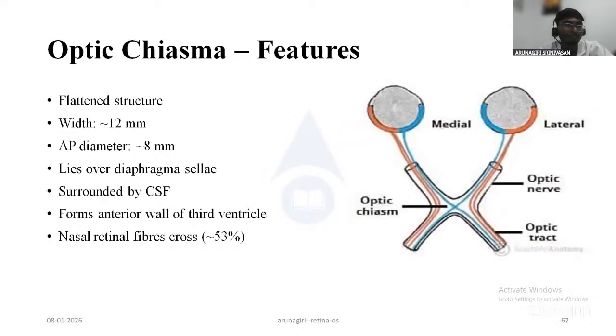Optic chiasma. It is flattened in structure. Width is almost 12 mm, and AP diameter is 8 mm. It lies over the diaphragma sellae, surrounded by CSF, and forms the anterior wall of the third ventricle.